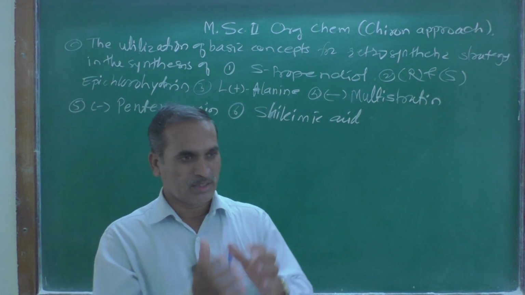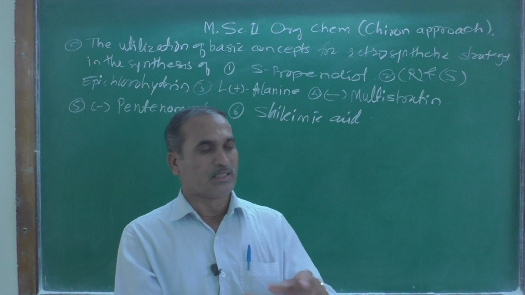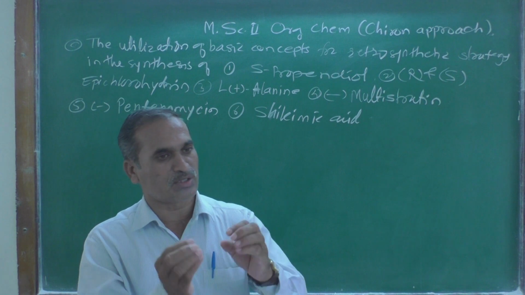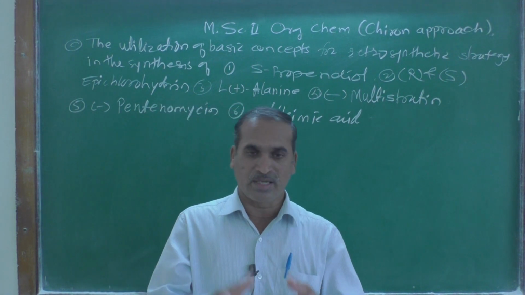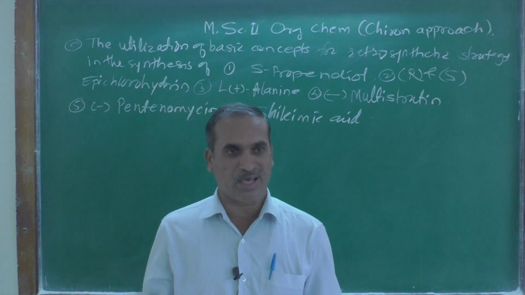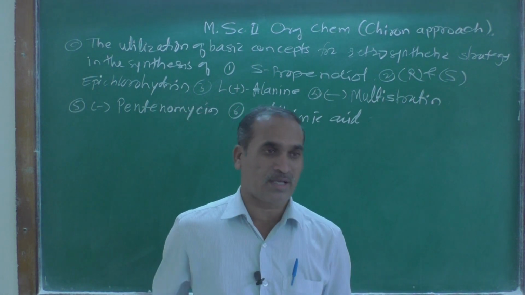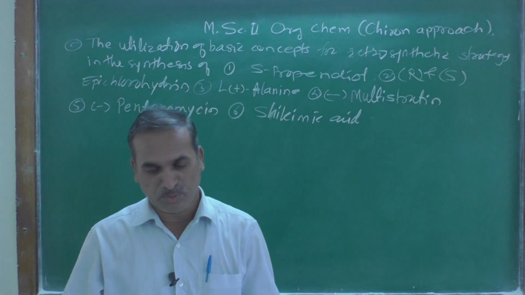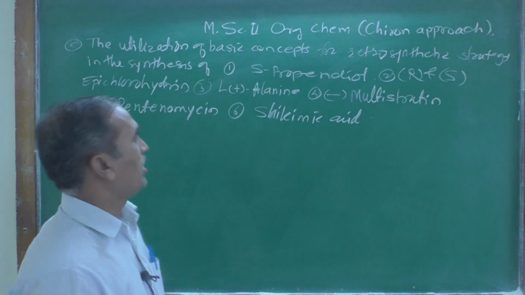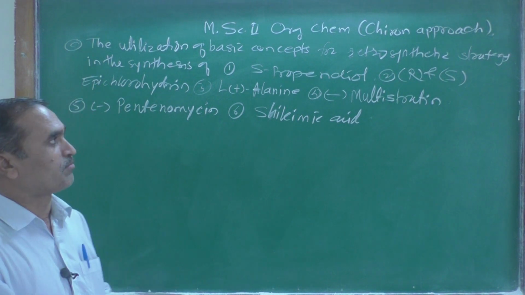In some of the natural products, partially hidden carbohydrate type symmetry is present, and in some natural products there is a hidden carbohydrate type of symmetry. But how to approach that Chiron approach, and how to arrive at it using all the basic things we have learned so far, today we are going to start. This is very important from the exam point of view.